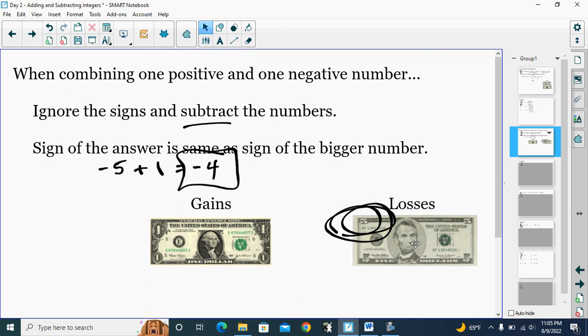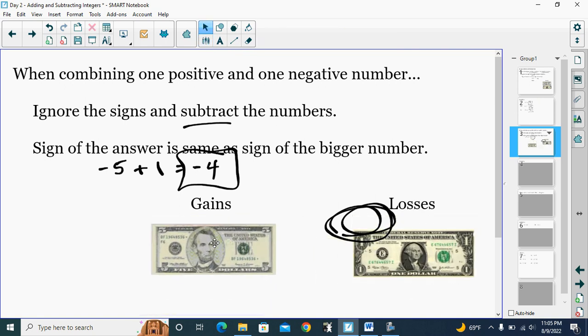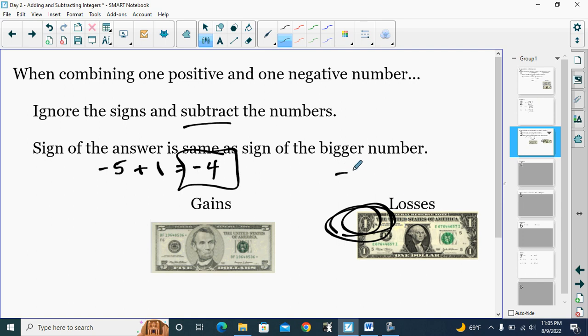Same thing would work if my loss was $1 and my gain was $5. Let's do the loss first. Lost 1 and then gained 5. Lost 1, gained 5. I still do 5 minus 1 to get 4, the difference between the two, but now my bigger number is a gain. It's a positive, so positive 4.